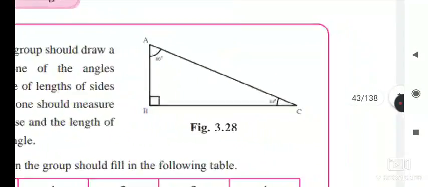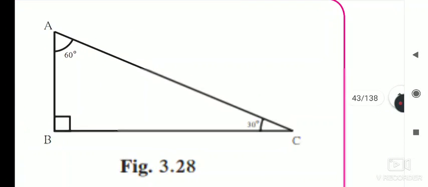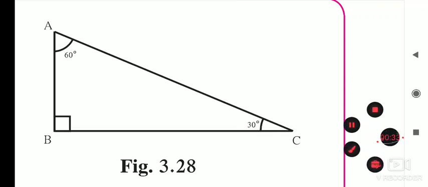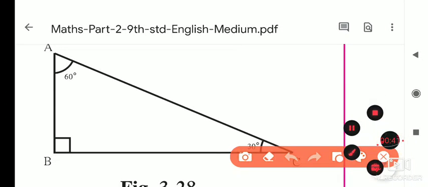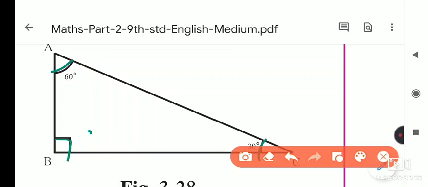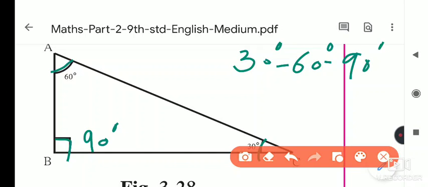What you have to do is draw one triangle. You know how to do the construction of a triangle. We have to draw triangle ABC, whose angle C is equal to 30 degrees, angle A is equal to 60 degrees, and angle B is equal to 90 degrees. Which triangle is this? Its measures are 30 degrees, 60 degrees and 90 degrees, so this triangle is called a 30-60-90 triangle.